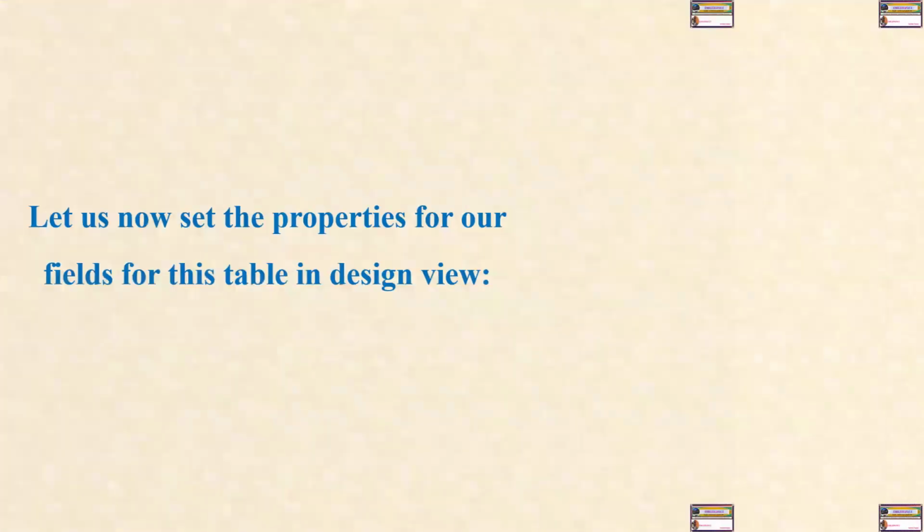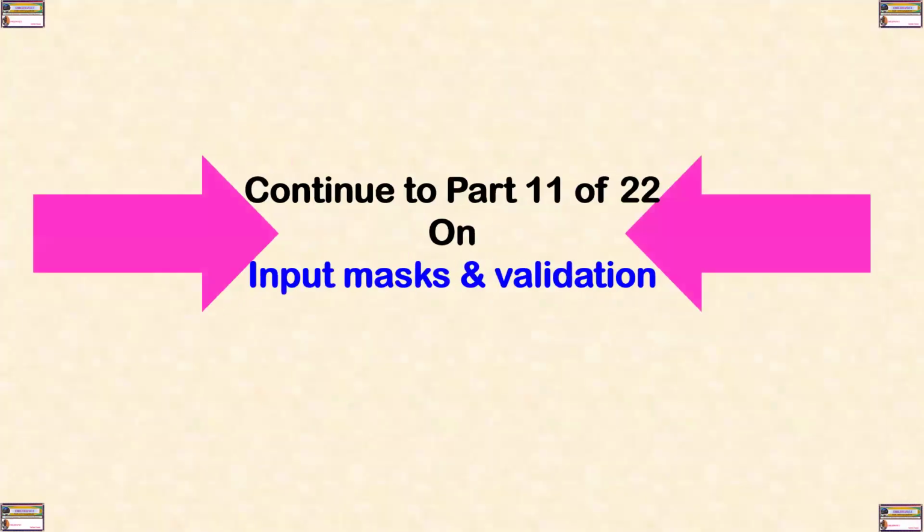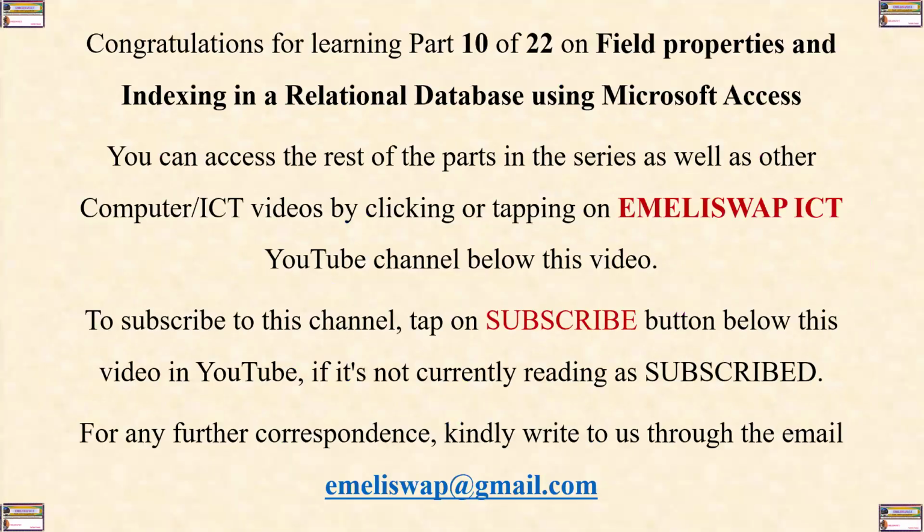And therefore, my dear students and the rest of the learners, we have come to the end of part 10 of 22, in which we have learned about how to set field properties. You can now continue to part 11 of 22, in which you are going to learn further on how to set the input masks and validation rules for each of our fields to restrict the entry and ensure the data has the integrity and accuracy that is needed. Congratulations, therefore, for learning part 10 of 22 on field properties and indexing in a relational database using Microsoft Access.